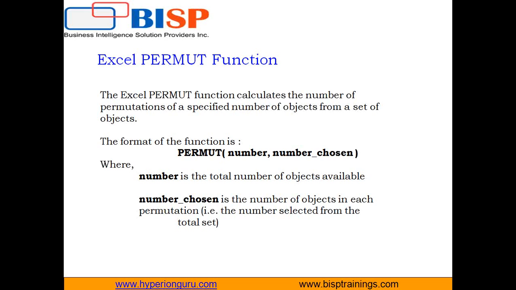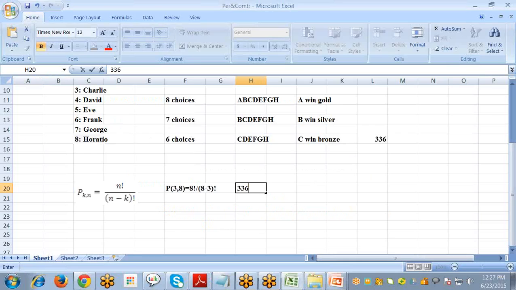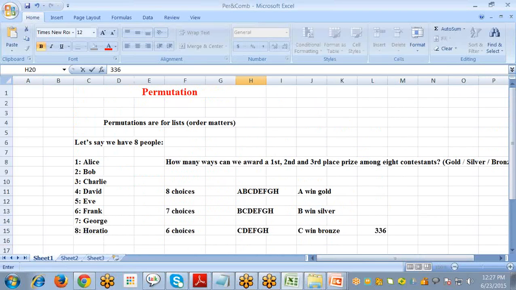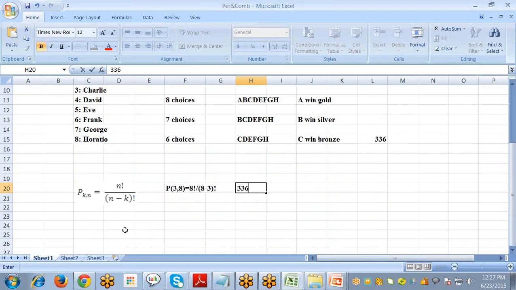And the second argument is the number of chosen, that means the number of objects in each permutation. So we are giving three prizes, so we have a number chosen value of 3. Excel provides us a formula to calculate the value for this.